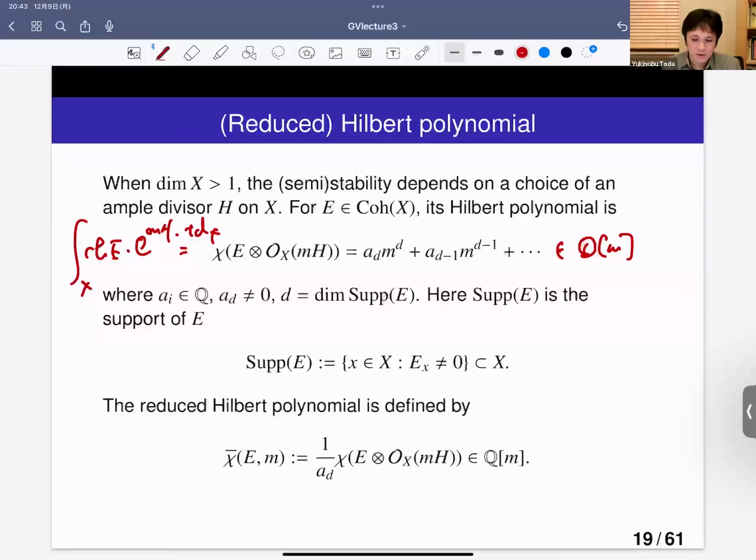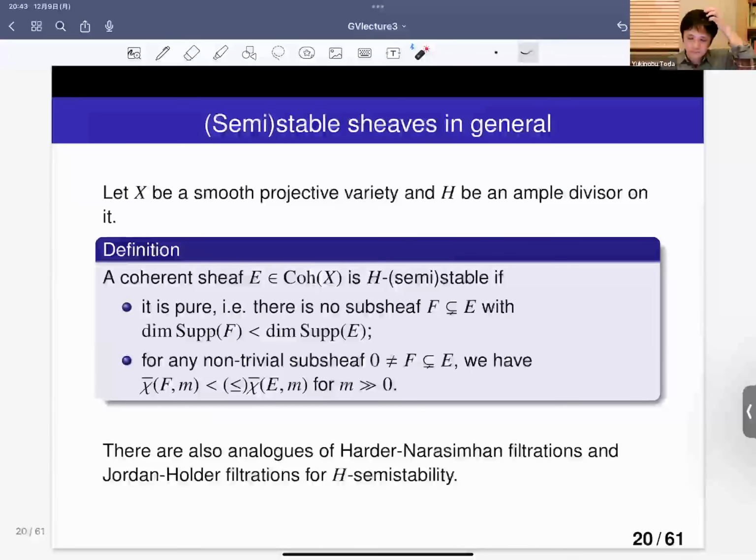The support is given by the set of points where the stalk of E is non-zero. So this is a closed subscheme, a closed subset of X. Then we define the reduced Hilbert polynomial by taking the quotient of the Hilbert polynomial by the leading coefficient of this polynomial. Then we can define the semistable sheaves in general.